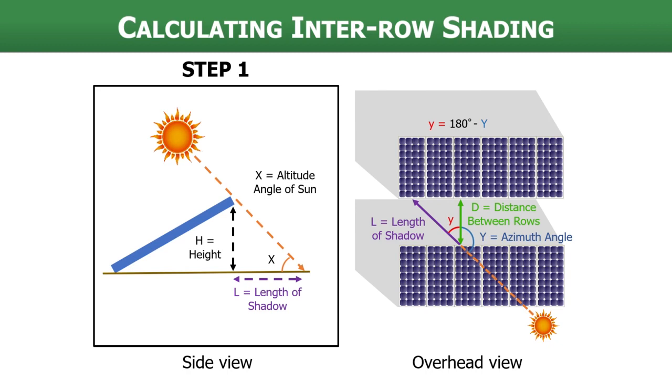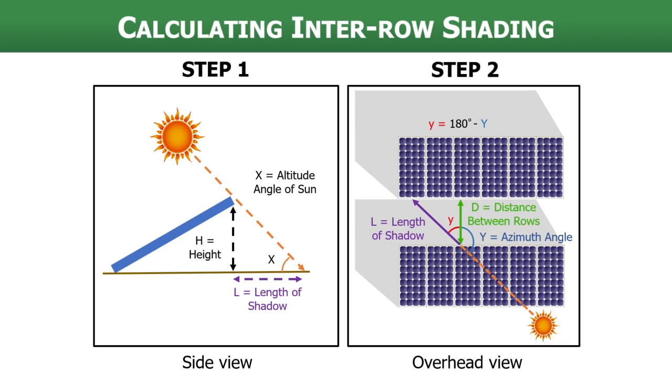In step one, we're going to calculate the length of the shadow. It depends on the altitude angle of the sun and the azimuth angle of the sun at a certain time of day. Once we calculate the length of that shadow, then we can move on to step two and also use trigonometry to determine the distance between rows that we're showing in green, labeled as D.